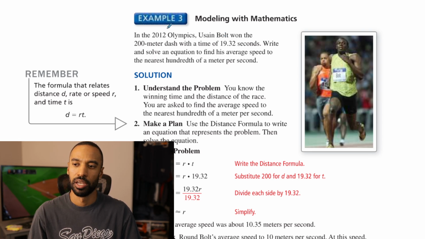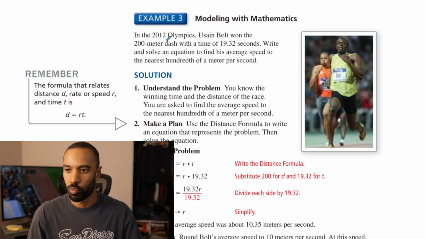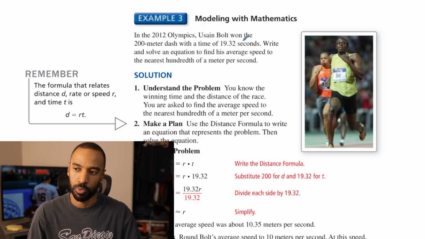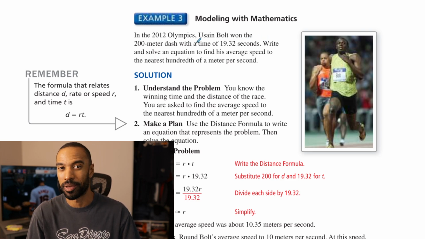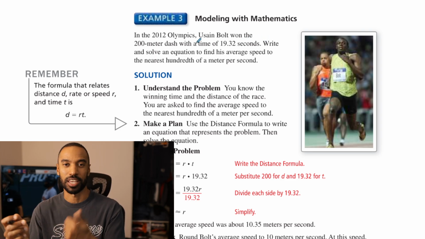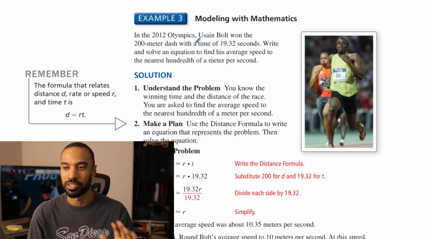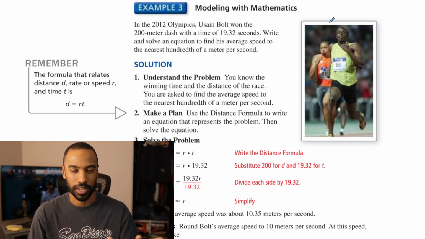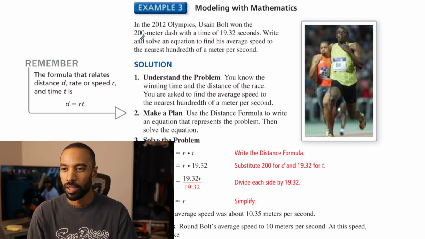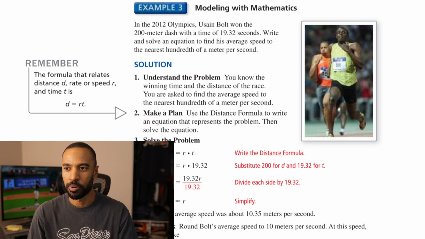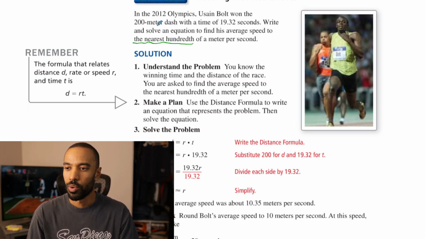Modeling with mathematics. In the 2012 Olympics, Usain Bolt won the 200-meter dash with a time of 19.32 seconds. And by the way, what I also like about these is they tend to give a lot of facts, scientific, historic, mathematical, whatever it is. They like to give a lot of things that are true in life. This must be among them. Write and solve an equation to find his average speed to the nearest hundredth of a meter per second. Here's a good example of when we might do some rounding in our answer and when the calculator also should be used. So, 200-meter dash with a time of 19.32 seconds.